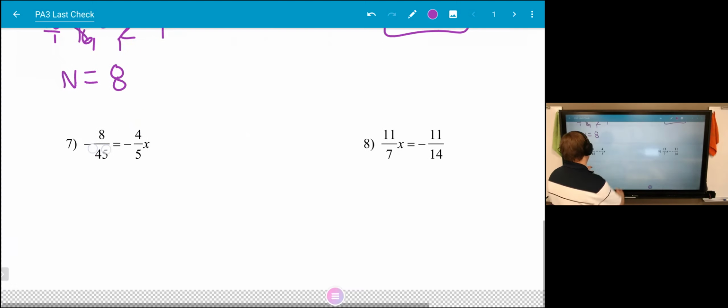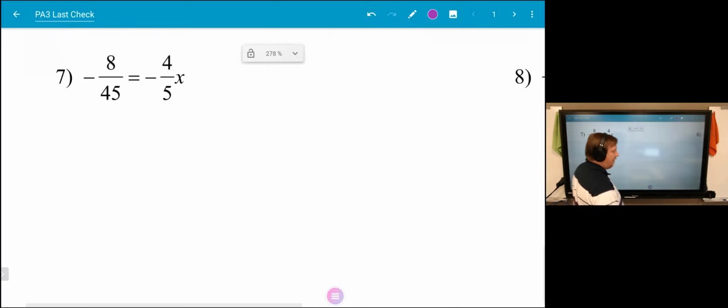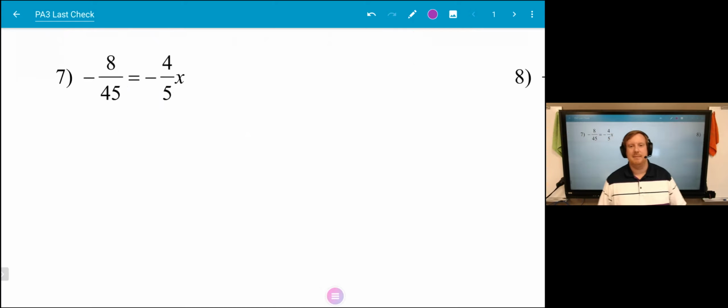Number 7. Oh, we got some fraction business going on here. If you made it this far, go ahead and send me an email and just say, Mr. Braman, I made it this far.